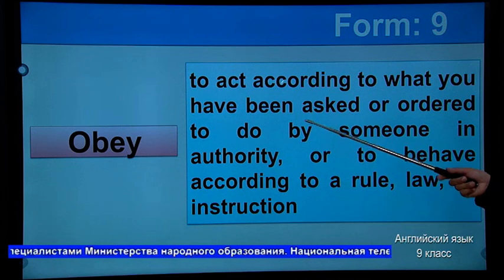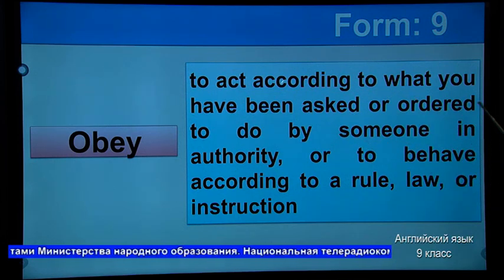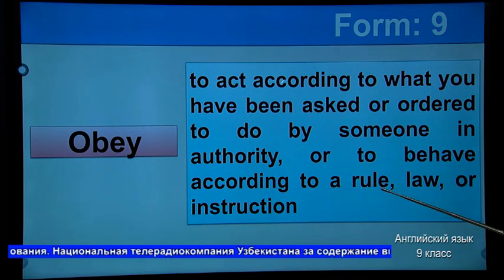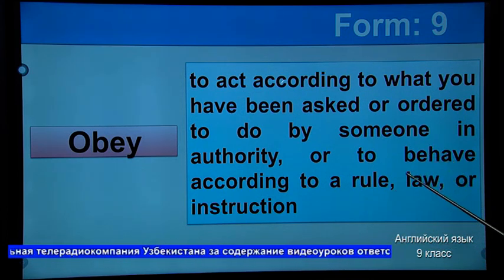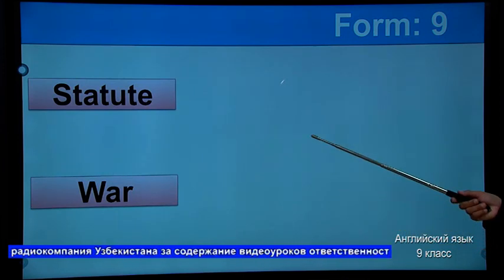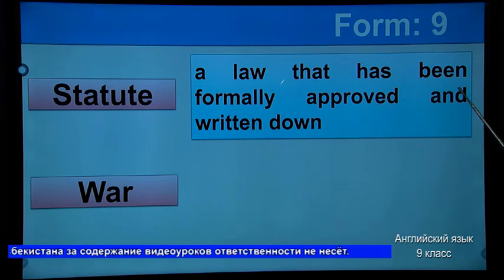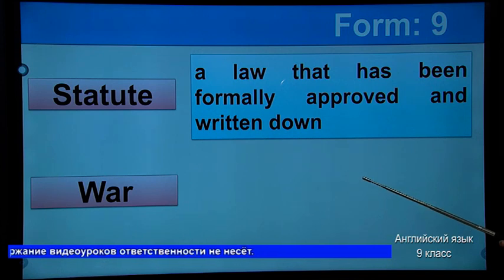Here you are. To act according to what you have been asked or ordered to do by someone in authority, or to behave according to a rule, law, or instruction. Second one, statute. A law that has been formally approved and written down. The next is war. Your definition?